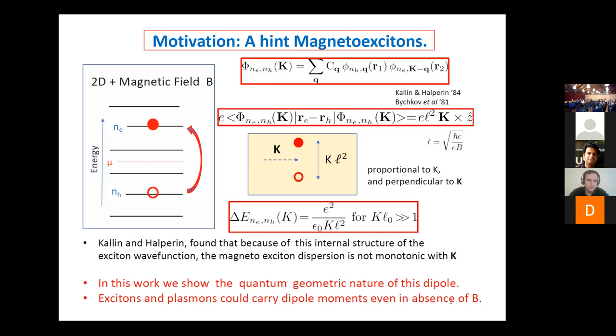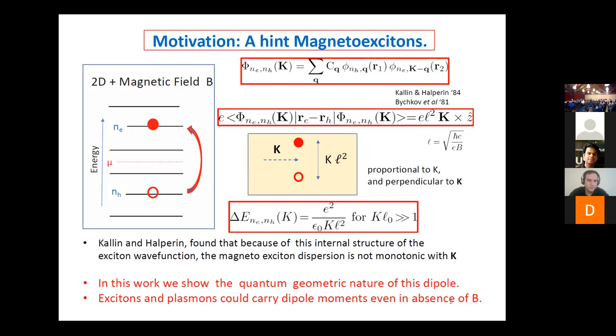This is an internal property of the exciton wave function. Due to this property, Kallin and Halperin found that the dispersion of the magnetic excitons has some funny structure with interesting physical properties. They also obtained that when the momentum is very large, the energy of the exciton is just e squared over the separation of the electron and hole pair, so it behaves as e squared over k. This is something that we are going to show now. We are going to study and show that this property of the magneto exciton, which has been known for 40 years, is due to a geometrical property of the wave function.